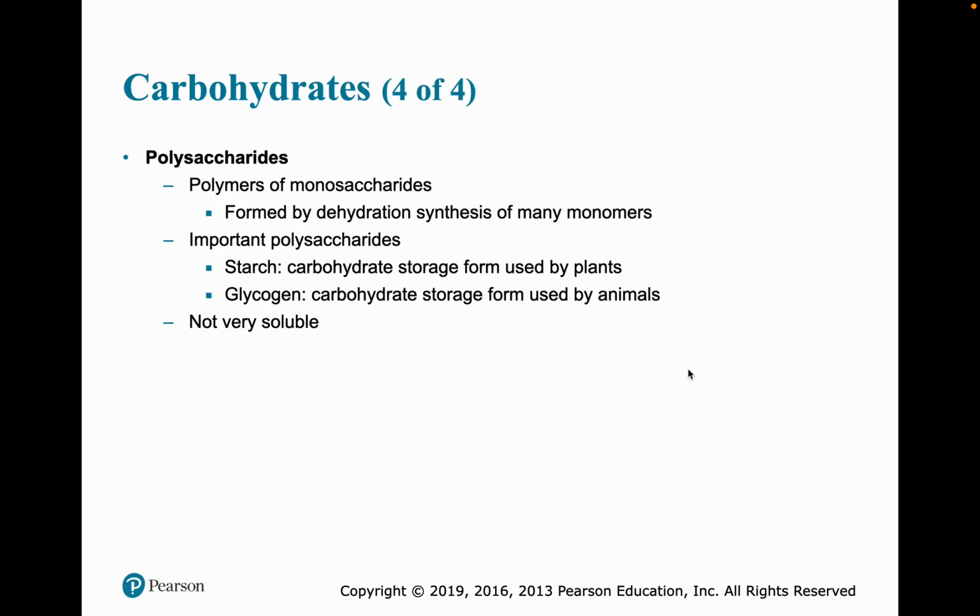Polysaccharides are more than two joined together, and then usually it's a lot more than two. A starch is a polysaccharide form, a storage form used by plants, whereas glycogen is the carbohydrate storage form used by animals. Plants also have cellulose, which they use for structural support.